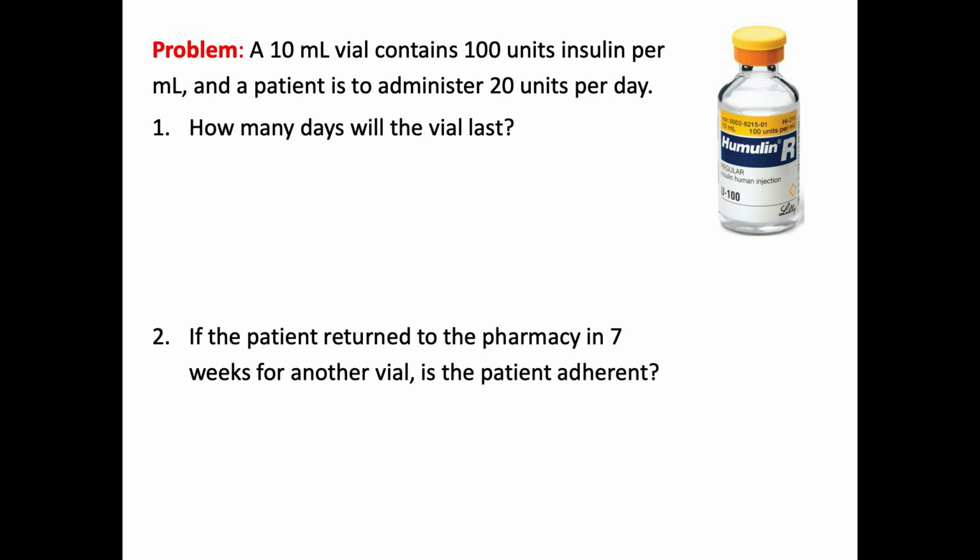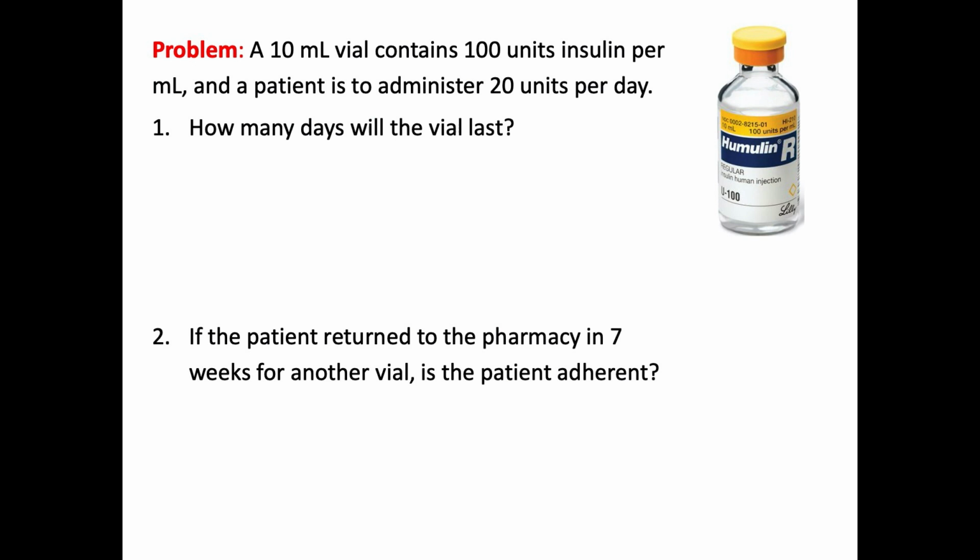This problem states that a 10 milliliter vial containing 100 units of insulin per milliliter, and we have a patient who is going to administer 20 units per day. So there are two questions. First, we want to know how many days supply the vial would last. And secondly, if the patient returned to the pharmacy in 7 weeks for another vial, is the patient adherent? Point being, is that a reasonable time for a patient to need a refill?